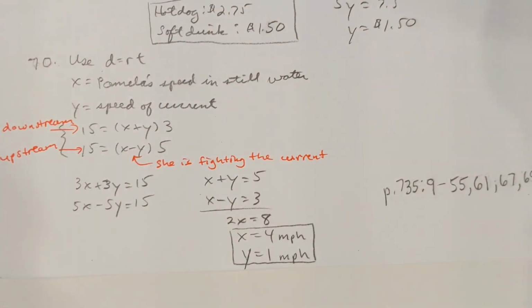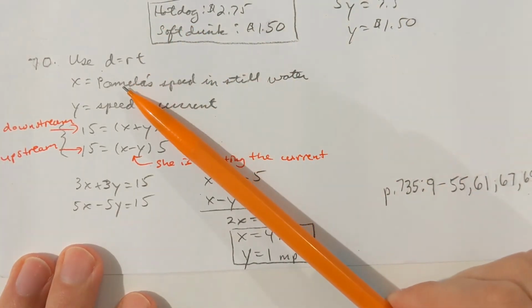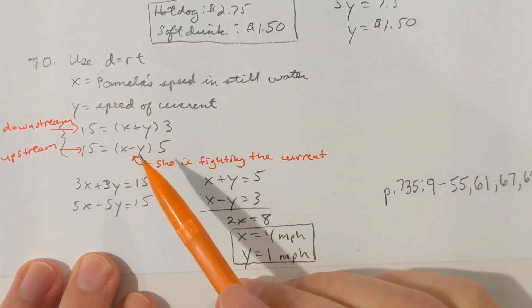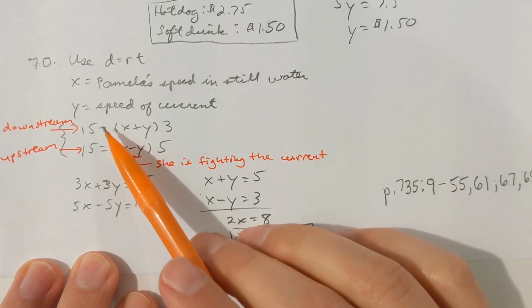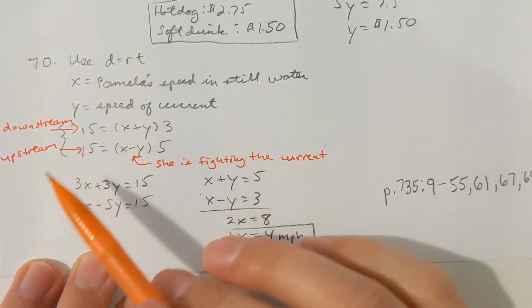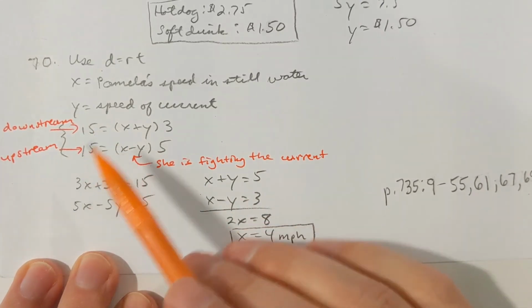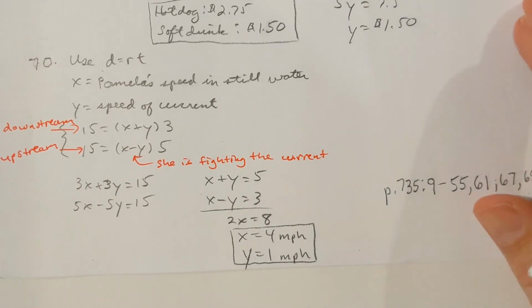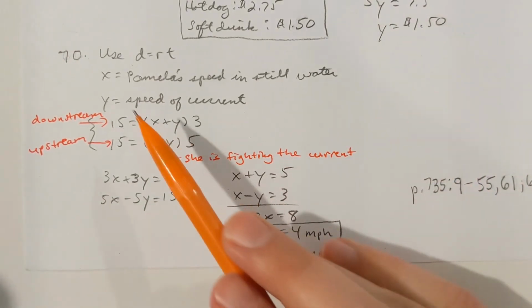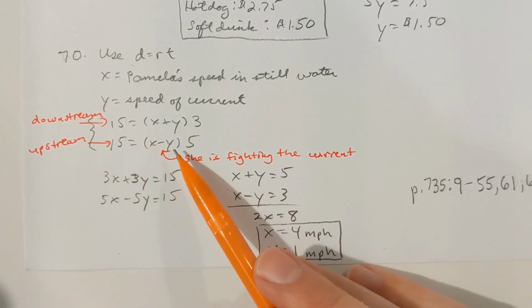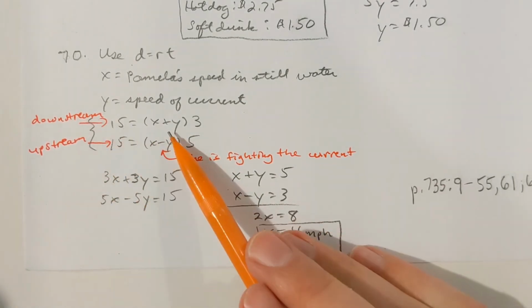So in this problem, we're going to use the formula distance equals rate times time. And I'm going to be using that twice. So the distance is 15 miles, whether she's swimming upstream or downstream. She swam 15 miles each way there. And so I've got one equation representing the upstream situation, and then another one representing the downstream situation.